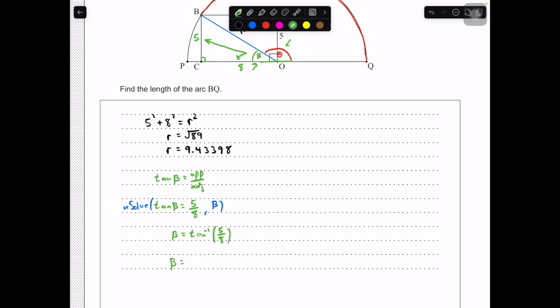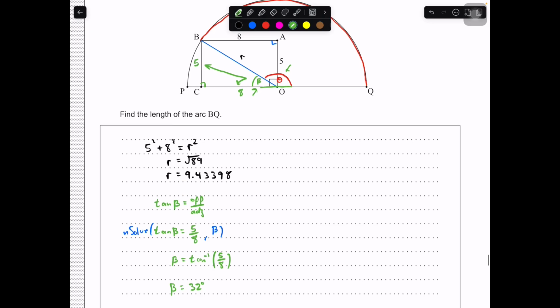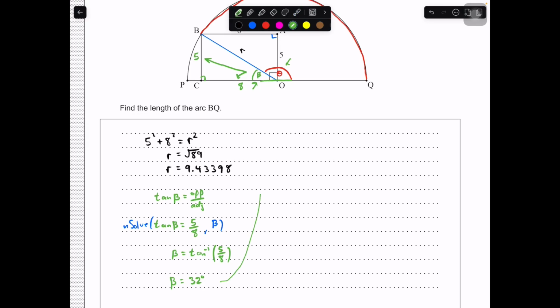Beta, we found out, was 32 degrees. Okay, so what is this value right here then? What is theta? Okay, we know that 180 degrees minus beta is equal to theta. Or another way we can put it is theta plus beta is equal to 180. But if a complete line is 180 degrees and we take away beta, well, we'll be left with this theta.